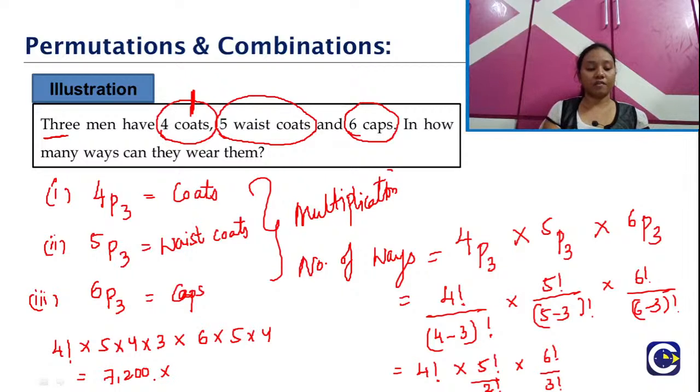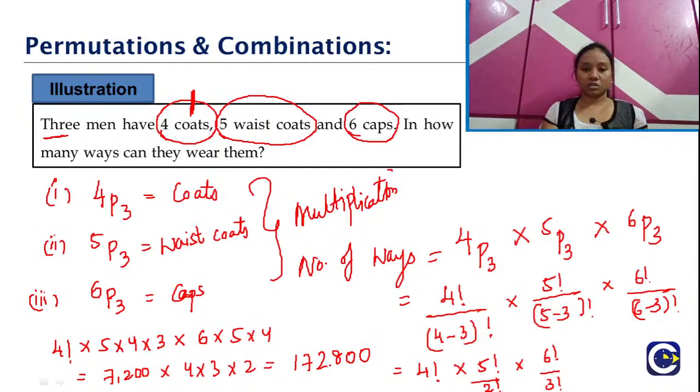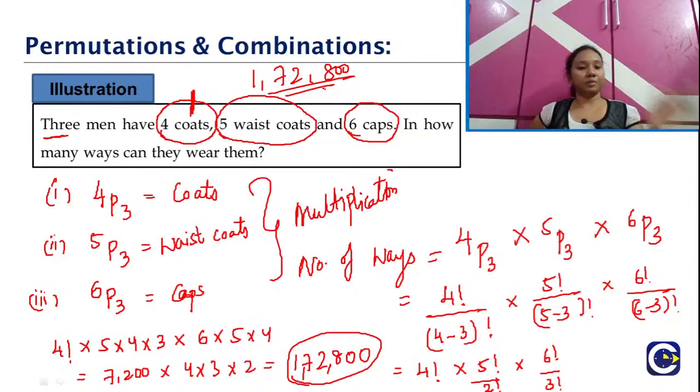So that will be the final answer here, which is a huge number, that is 172800. That is 1,72,800 ways. So these are the total number of possible ways that the 3 men can wear the given coat, waistcoat as well as the caps. So these are our total number of ways: 1,72,800. Right. So here we have applied our permutations as well as our fundamental principle of counting.